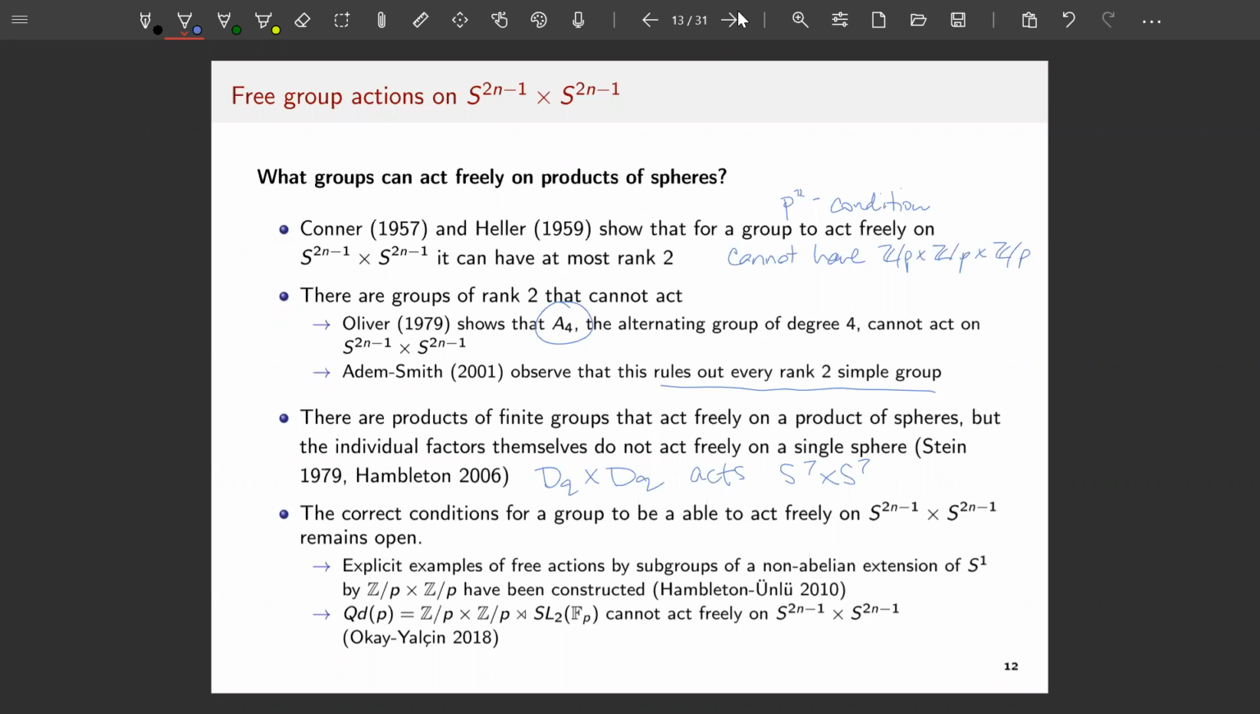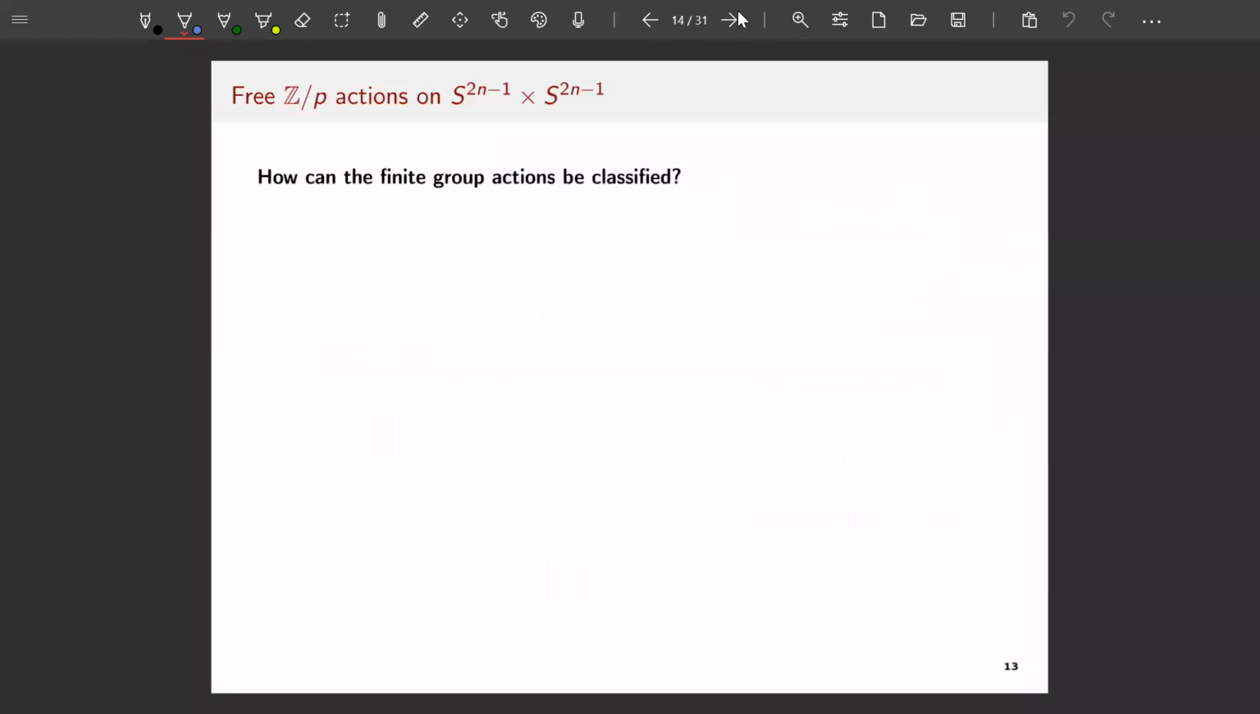Okay, so now I'm going to shift to some of the simplest groups and how they act. How can we actually classify those actions? And does that tell us anything about other groups that may or may not be able to act? Okay, so let's look at Z mod p. This is one of the simplest groups we could ask to act on S^{2n-1} cross S^{2n-1}. So how could you classify these?